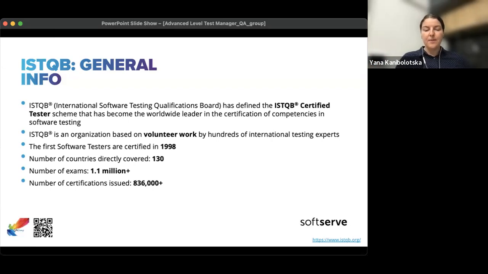Also in Europe, as I see now doing my job, I was browsing a lot of vacancies in Europe to see what other companies want and what they require. A lot of requirements were connected to having at least one ISTQB certificate. For example, for the test manager position, a lot of companies require the test manager certificate. So it's really something that is recognized worldwide.